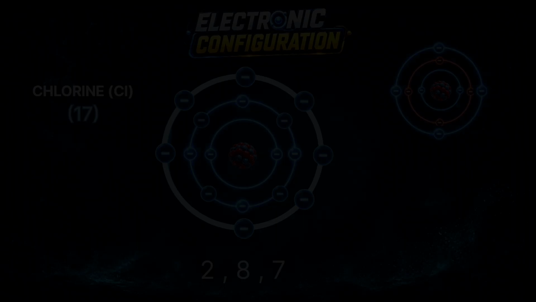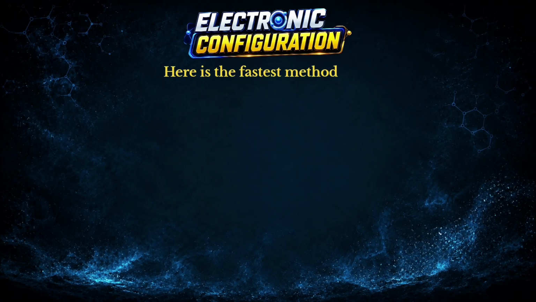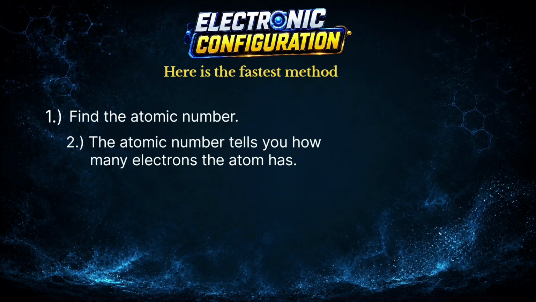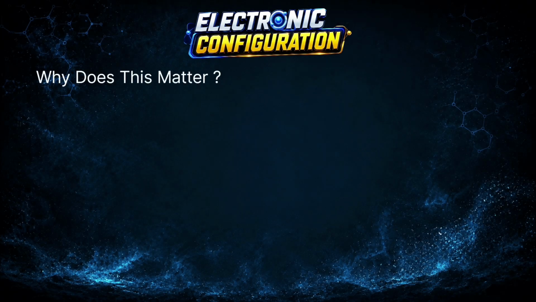The shortcut. Here's the fastest method. Step 1, find the atomic number. Step 2, the atomic number tells you how many electrons the atom has. Step 3, fill the shells in order. The first shell, up to 2 electrons. The second shell, up to 8 electrons. The third shell, up to 8 electrons. That's it.